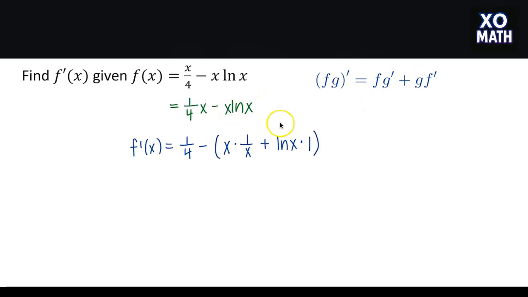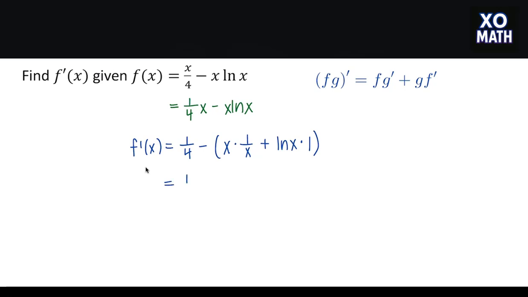So the product rule: we leave one function alone, take the derivative of the other function, plus, and then we switch. Whichever one we took the derivative of, we leave that alone, times the derivative of the other function. And so now it's just a matter of simplifying here.